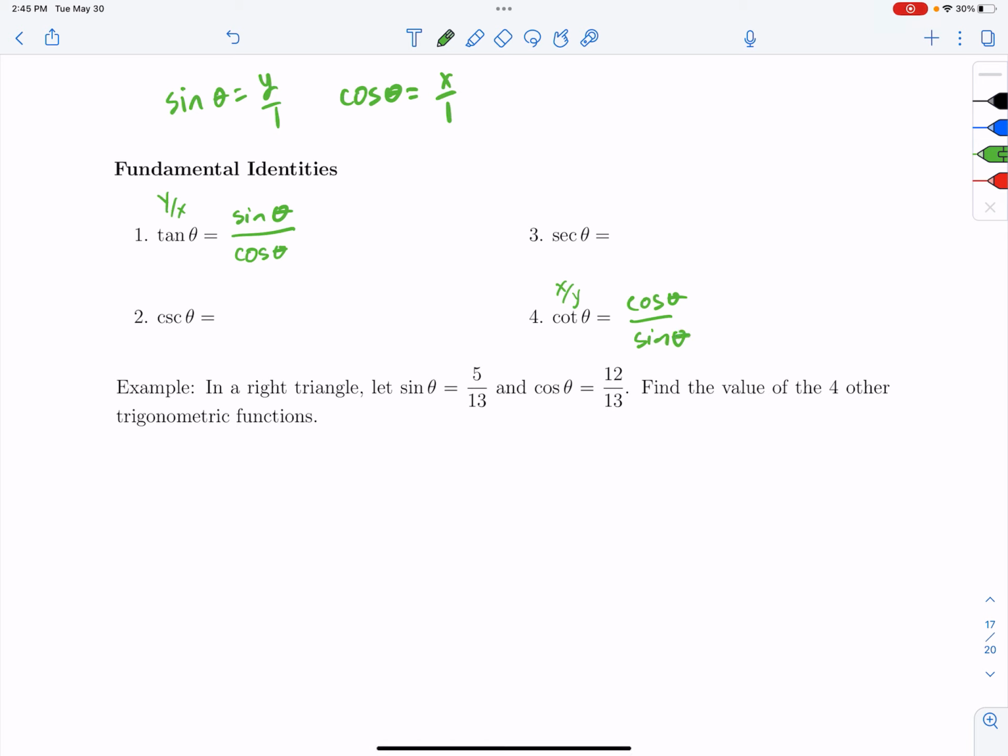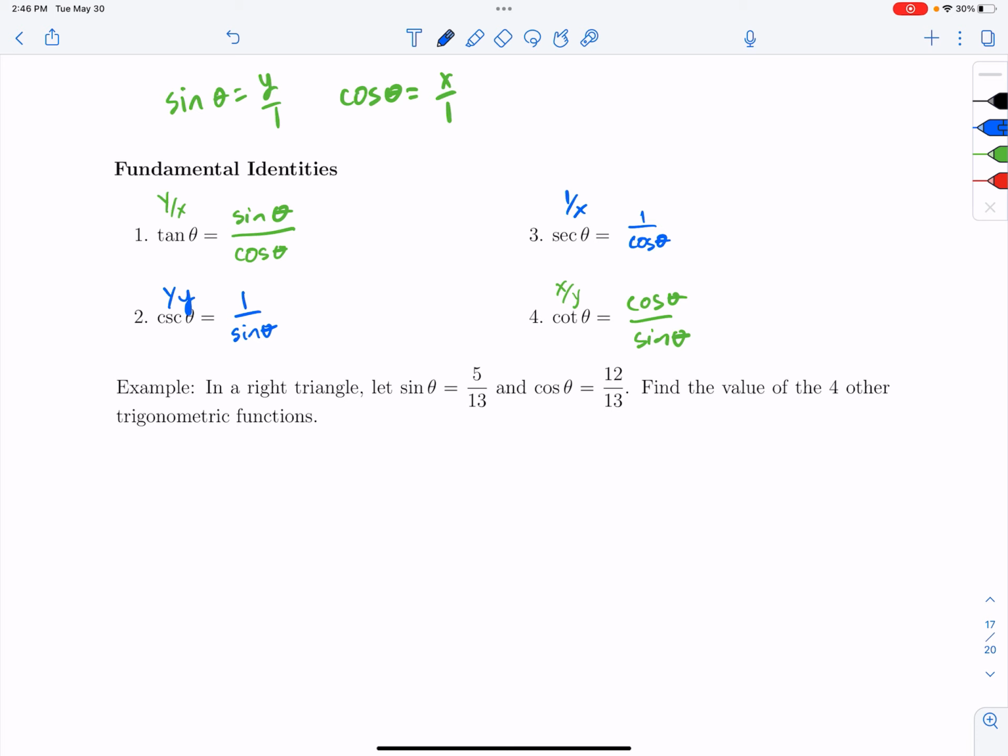Okay, and then moving over to secant and cosecant. Well, cosecant is just the reciprocal of sine. So the reciprocal of y over 1 is 1 over y, which is the same as 1 over sine of theta. And then for secant, similarly, instead of writing this as 1 over x, I can write this as 1 over cosine of theta. So secant is similar to 1 over x, and cosecant is similar to 1 over y.